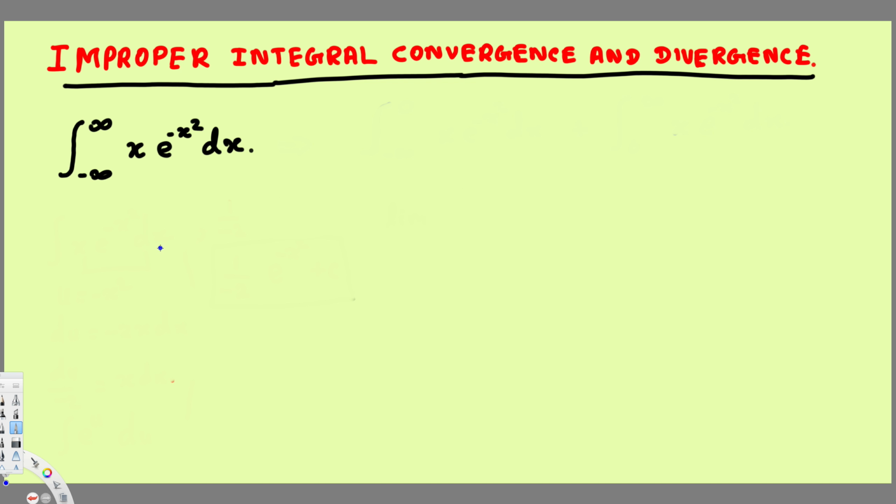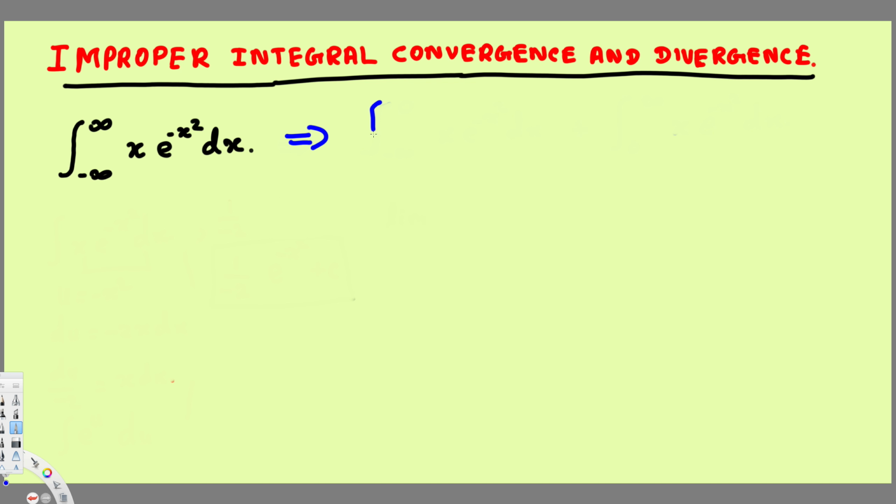Let's do this problem right here. This question is asking to find out whether this expression converges or diverges. In order to do this, we have to take the limit. But whenever we have negative infinity to infinity, we have to choose a midpoint. You can choose any number, but it's better if you choose 0 because the calculation is easier, right? So let's choose our midpoint as 0.